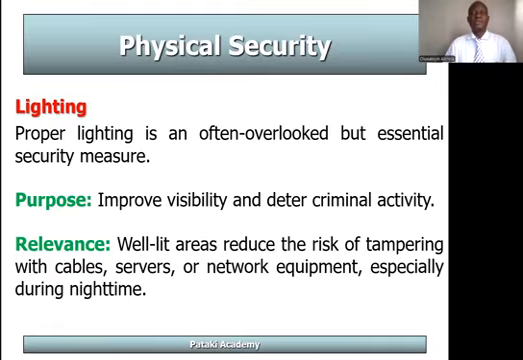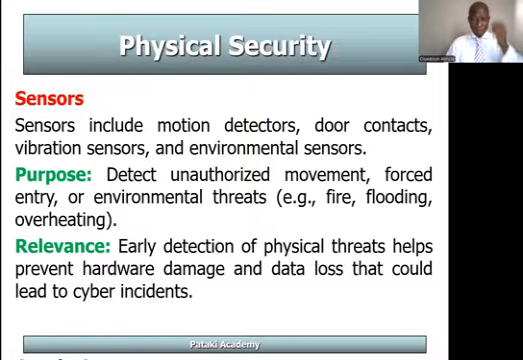Sensors are under physical security. Sensors include motion detectors, door contacts, vibration sensors, and environmental sensors. The purpose of this is to detect unauthorized movements, forced entry, or environmental threats such as fire, flood, and overheating. The relevance of this is early detection of physical threats, helping prevent hardware damage and data loss that could lead to physical incidents.